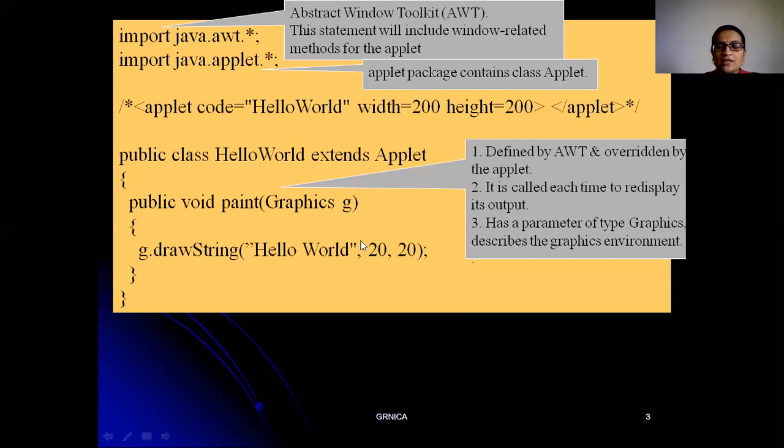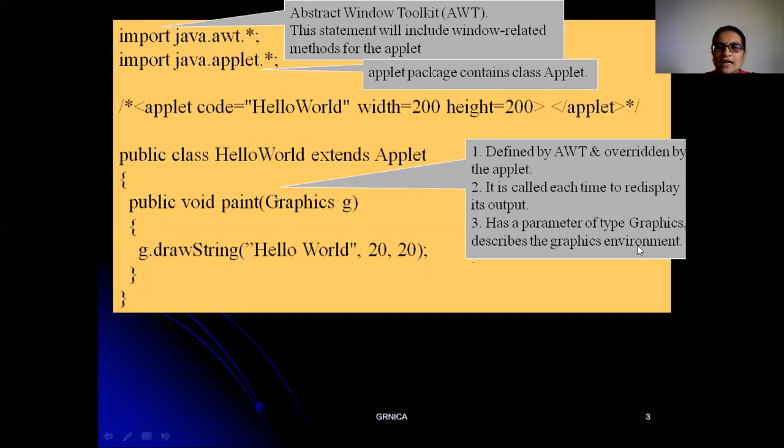We have a repaint method also, that is not required now. So paint, you can call one more time, and hello world will be displayed one more time. You can give different x and y coordinate values, like 40 and 20, anything you can give. Okay, so it has a parameter of type Graphics. Graphics is a class, and you can create an object of it.